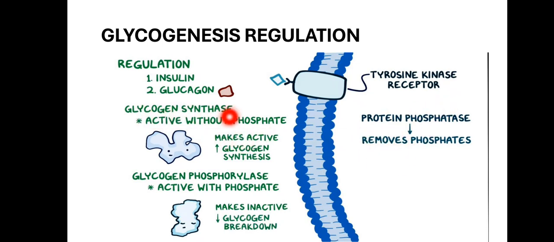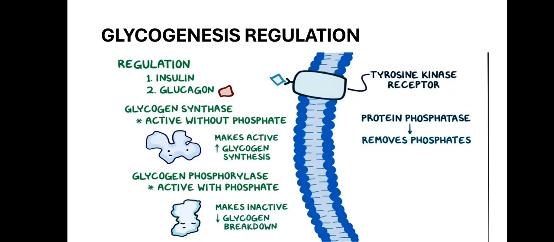So that's how glycogen synthase is going to be active, and it will now be converting the excess glucose into glycogen. I repeat, if insulin is released in the bloodstream, it will react with the tyrosine kinase receptor. That conformational change will make this receptor form protein phosphatase, which removes phosphates. Remember, the phosphates deactivate glycogen synthase. It's always active without phosphates. They remove these phosphates and make it active so that it can promote glycogenesis.